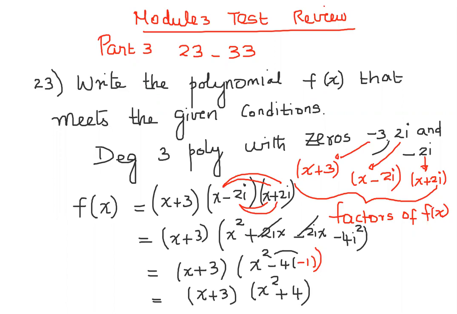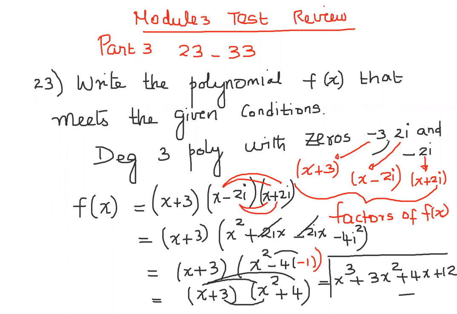Now we have to FOIL these binomials. So x times x squared is x to the third plus 3x squared. I'm just writing the polynomial in the descending order, plus 4x plus 12. So this is our final answer. So f of x is x cubed plus 3x squared plus 4x plus 12.